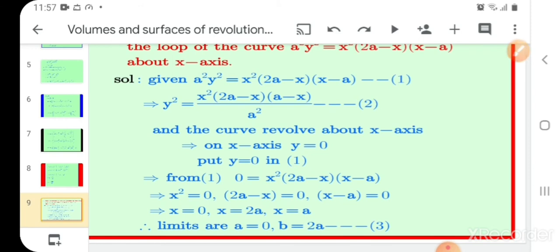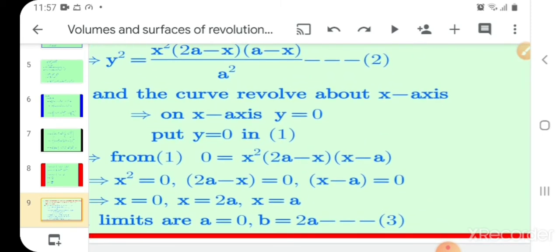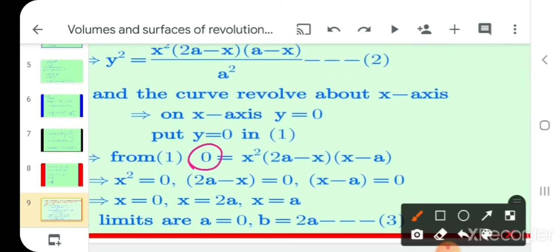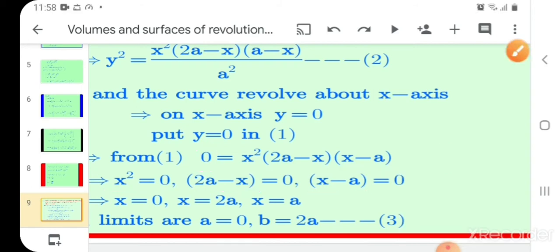On x-axis y equals 0. So I substitute y equals 0 in the given equation. So in LHS we have 0 and RHS is the same. That implies RHS equals 0. So I write x square, 0, 2a minus x equals 0, x minus a equals 0.